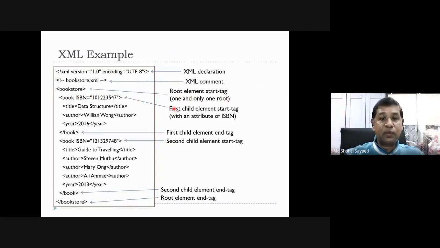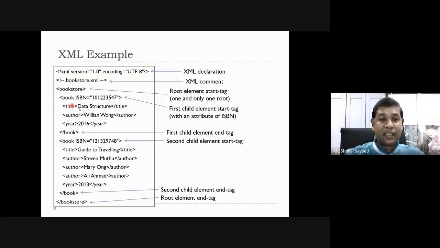Next element is what we call the first child element. The attribute is ISBN. So this is the first child tag element. The attribute must be double quoted. This is one of the rules.